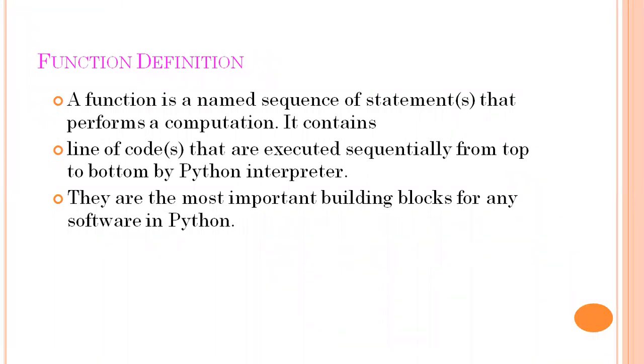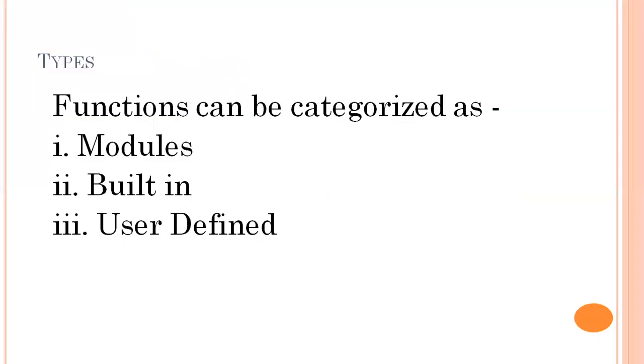as a function. Whenever we talk about the function definition, definition means we will define the process of the function: what tasks are to be performed by the function, and what sequence of statements will be executed within a function. It is a set of lines of code that are executed sequentially from top to bottom by the Python interpreter. They are the most important building block for any software in Python.